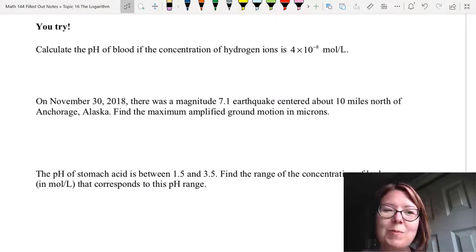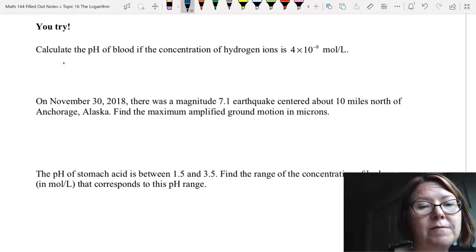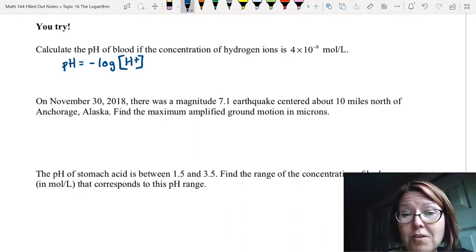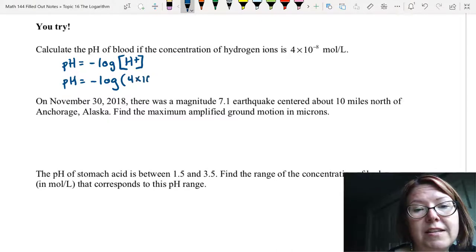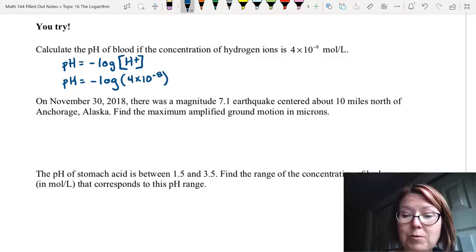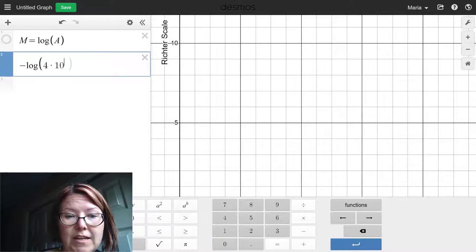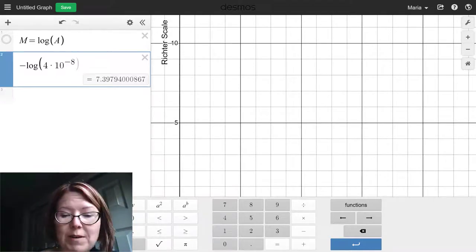Okay, we're back. Let's start by calculating the pH of blood if the concentration of hydrogen ions is 4 times 10 to the negative 8th moles per liter. We know the pH equation is lowercase p, capital H, equals negative log, left bracket, capital H plus, right bracket. In this case, we know the concentration of hydrogen ions. So let's rewrite this. Lowercase p, capital H, equals negative log of left parentheses 4 times 10 to the negative 8th right parentheses. Now you can put this into Desmos, negative log 4 times 10, and then we'll use the a to the b key, negative 8. This gives us a value of 7.3979, or I'm going to round to 7.4.